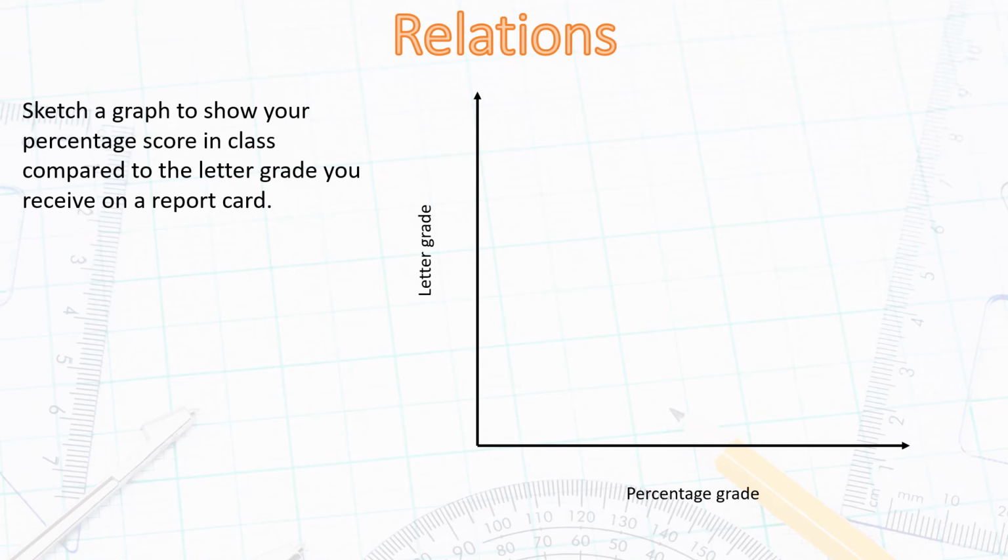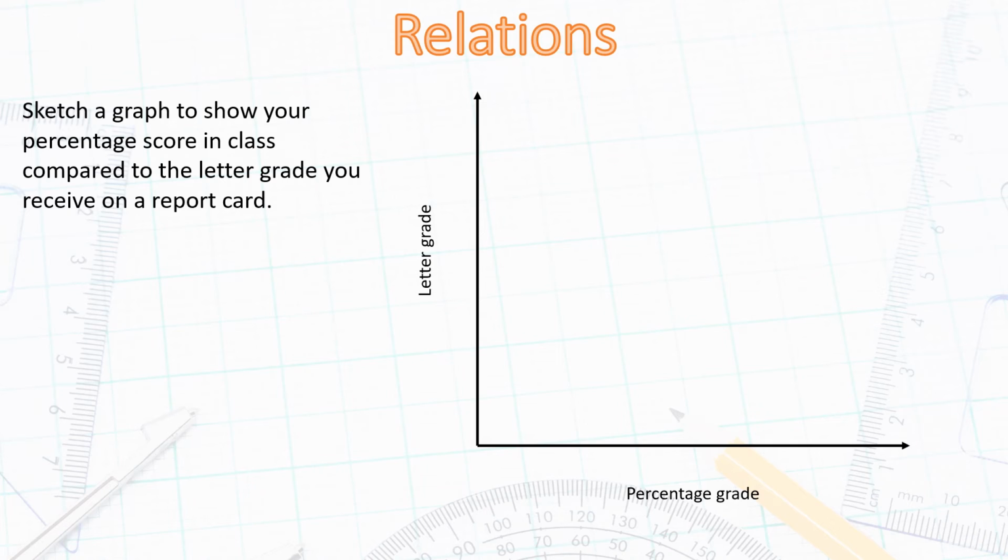All right, sketch a graph to show your percentage score in class compared to the letter grade you receive on a report card. Okay, so that would mean that we have to think about what's our domain, what's our range. So does the letter grade you have on a report card dictate your percentage grade in class? It can tell you something about it, but it wouldn't dictate it. The other way though, the percentage you have in class dictating the letter grade, yes, that is totally true. Especially when report cards are something that would come out on a regular basis. This should be a very relevant thing for you.